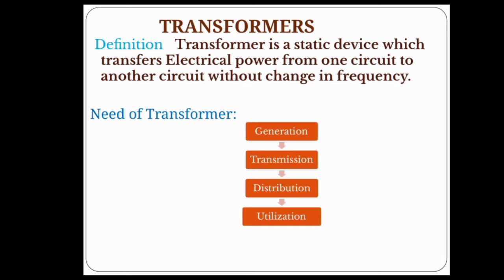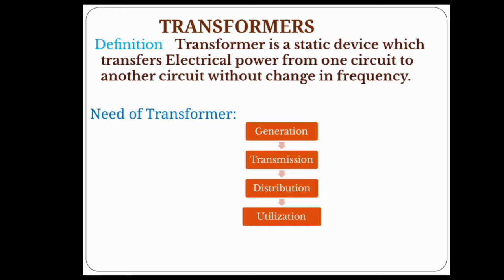So that's why we use transformers in the power systems. For example, at the generating station, the power is generated at a medium level of voltage. When coming to the transmission network, it has to be stepped up. So here we use step up transformers. By using step up transformers, we are increasing the level of voltage.